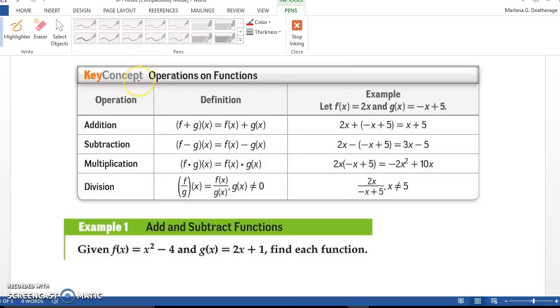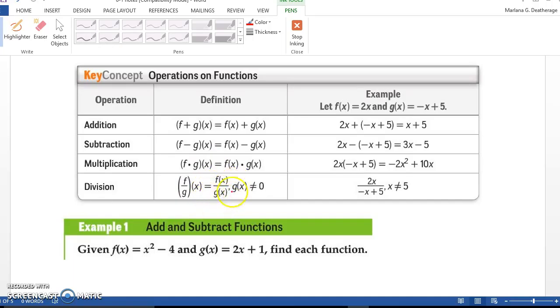A lot of times when you're going to add two functions together, like f of x and g of x, it may be written like this right here, f plus g of x. Well, that just means this function plus this function. Okay, and then there's an example. Subtraction, same thing. It may say f minus g of x. Well, that means f of x minus g of x. Multiplication, it may say f times g of x. Well, that just means multiply the two functions together. And then division, f over g of x is f of x over g of x.